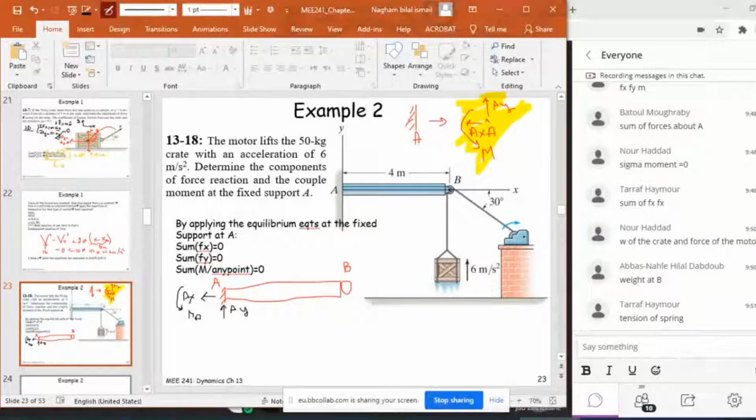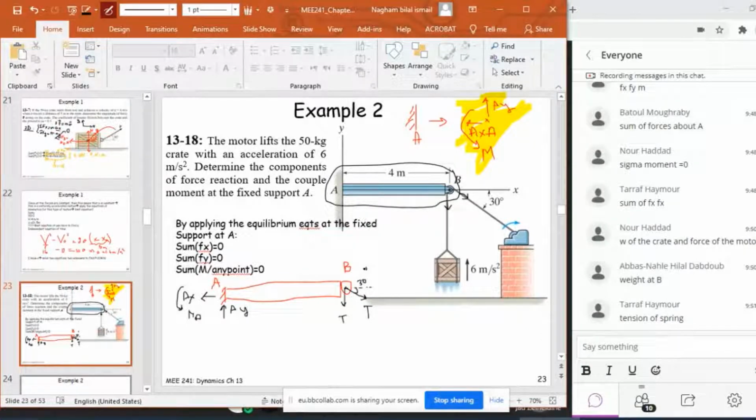The motor here is another system. The crate here is another system. My system is only this one. So, guys, it is as if I'm separating this system from the whole system that I have in this figure. If I separate the system, then I'm gonna have a tension here and a tension here. So the forces applied on this system, I also have at B a tension here and an oblique tension here that is making an angle of 30 degrees with the x-axis.